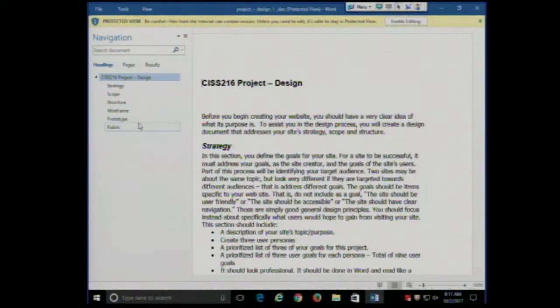From our discussion last time, we identified that to design a good website, you need a couple of things. First of all, you need to understand the goals of the website. And then you need to define who the prospective audience is and what their goals are. All right? So for the strategy section, I want a description of the site's topic and purpose.